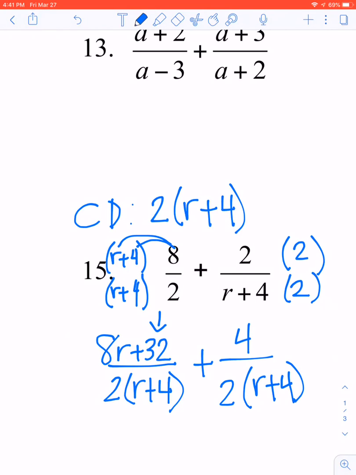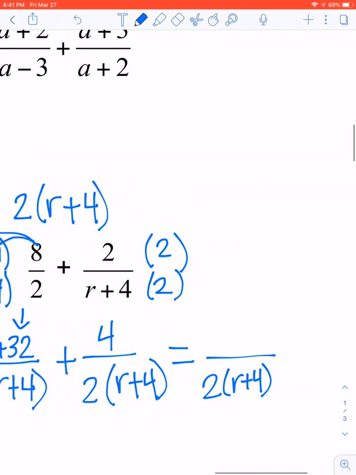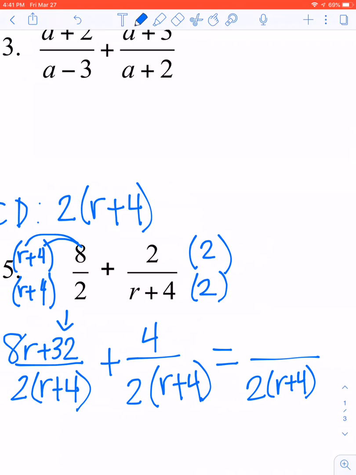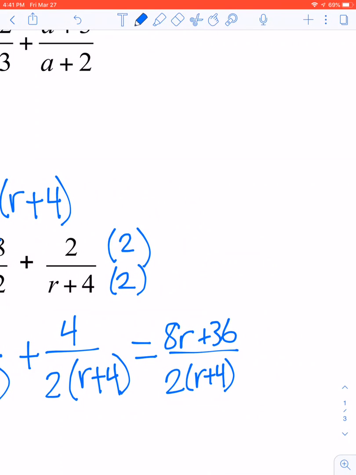Okay, so then we can add them together now, and we just leave the bottom the same, 2 times r plus 4. Don't multiply it out, leave it like that. Then we add the top: we've got our 8r, nothing to add to the 8r, and then we have plus 32 plus 4, so plus 36. Now this is one where we're not done. We can't put a square around that yet because we're not done. We can factor stuff out of the top, okay?